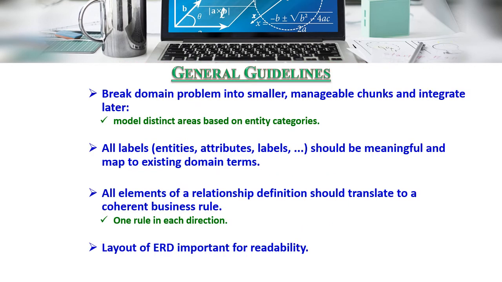General guidelines. Break down the domain problem into smaller, manageable chunks and integrate later. Model distinct areas based on entity categories. All labels, such as entities and attributes, should be meaningful and mapped to existing domain terms. All elements of a relationship definition should translate to a coherent business rule, one rule in each direction. Laying out the ERD is important for readability.